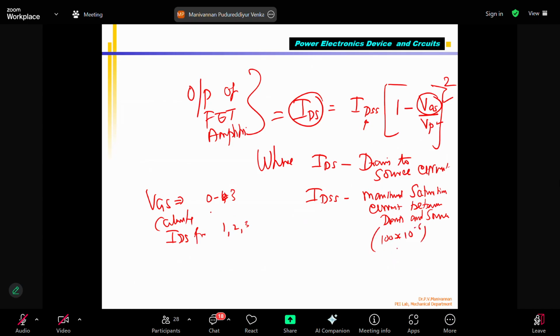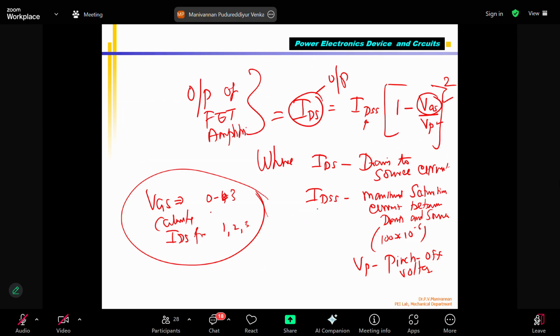VP is called the pinch off voltage. For a given FET, that value will be given. In the problem, I say pinch off voltage equal to 0.2 volts, 0.1 volts, something like that. These two values are given. Okay. Then you are supposed to calculate IDS for different values of VGS. VGS is input. If I vary this one, how will the output be computed?